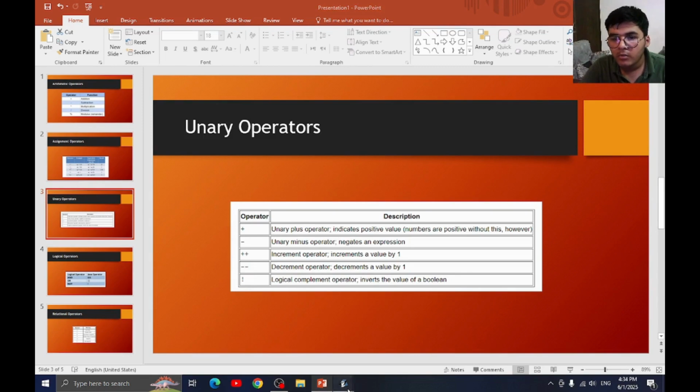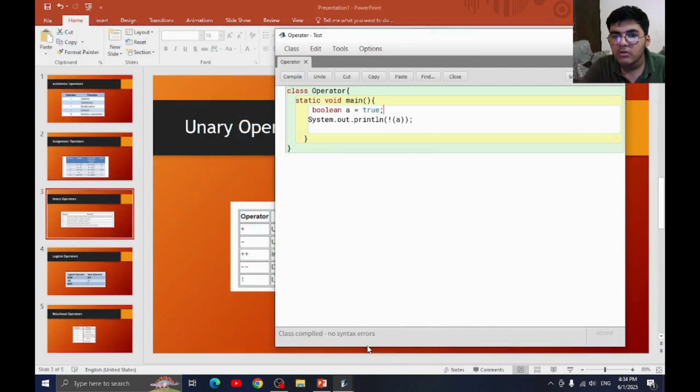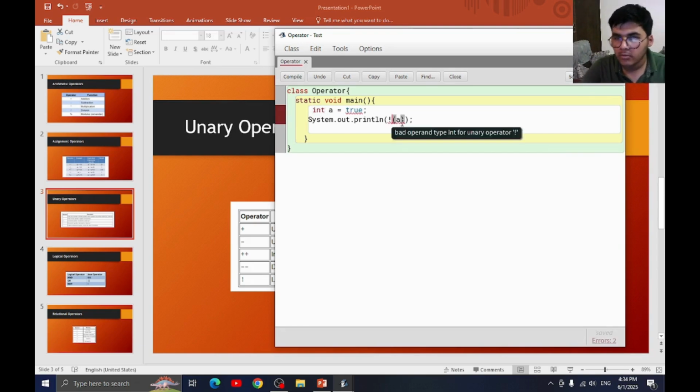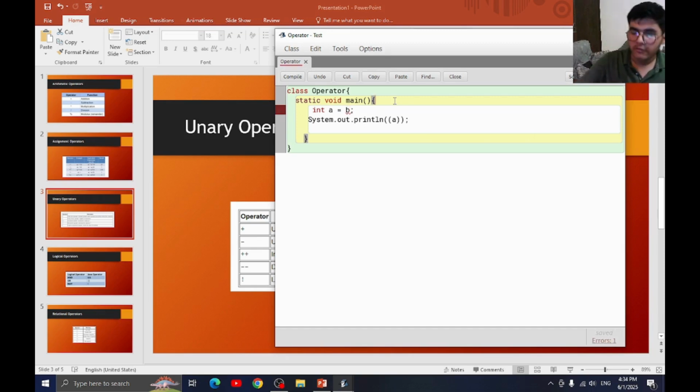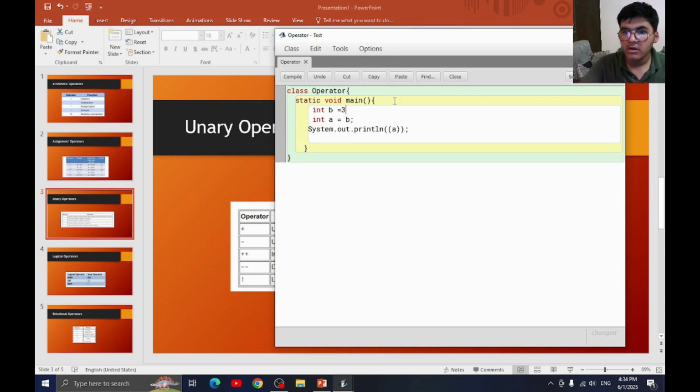And now let's talk about plus and minus. As the name suggests, what are unary operators? Something which requires only one operand to function. Okay, and let's make it an int a. We are removing this exclamation mark, and let's say that our value is b. Now defining b here, int b equals 3. Okay, so the value of b is 3.